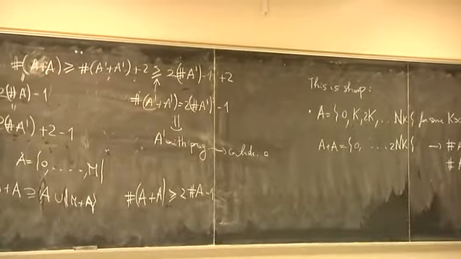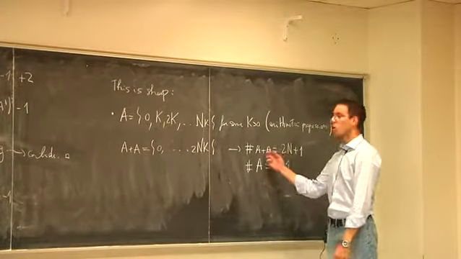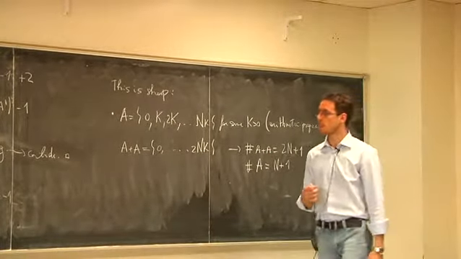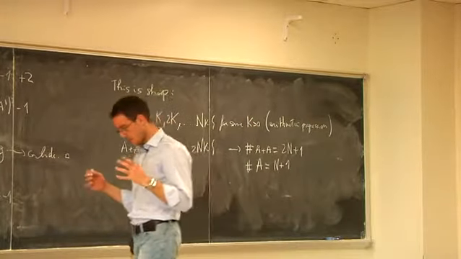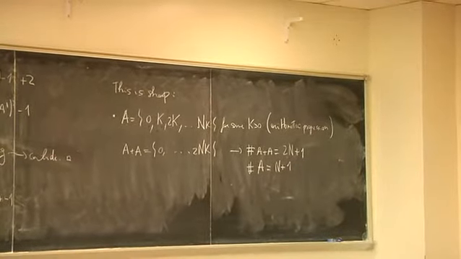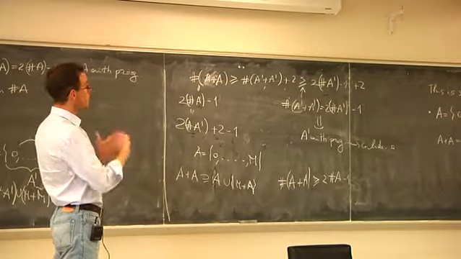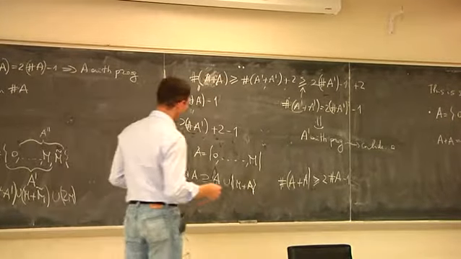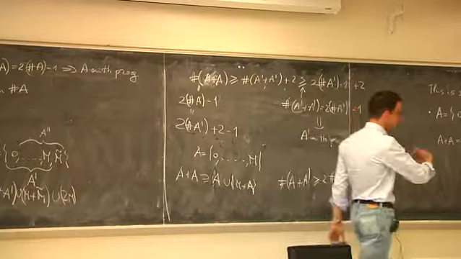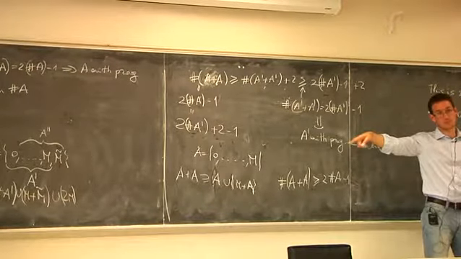People try to understand more in general, so not the equality case, but they ask: if I take A plus A, and I know that the number of elements is not too big, what can I say about the structure of A? In general, A plus A could be huge, because if A has no structure, whenever you do a sum, you get a lot of extra elements.